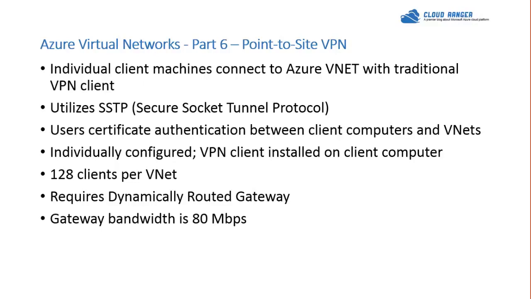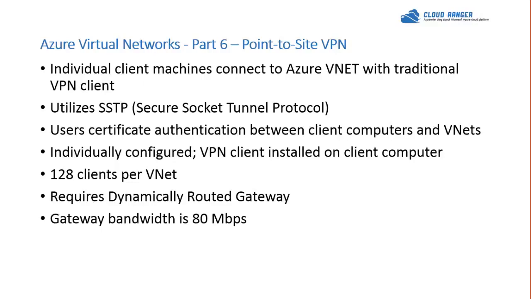It requires a dynamically routed gateway. We discussed this before: there are two types of gateways that you can make in Microsoft Azure, and the point-to-site VPN uses a dynamically routed gateway. There is a limitation on the bandwidth. The gateway bandwidth is 80 megabits per second. So if you have a lot of users who will require a significant amount of bandwidth, then 80 megabits per second might not be enough for you. You might have to create a separate virtual network with its own gateway.